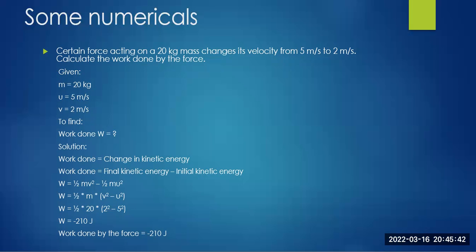Writing down the given, m is equal to 20 kg, initial velocity u is equal to 5 meters per second, v is equal to 2 meters per second, and we have to find work done W.